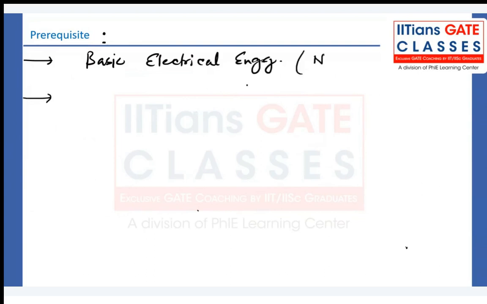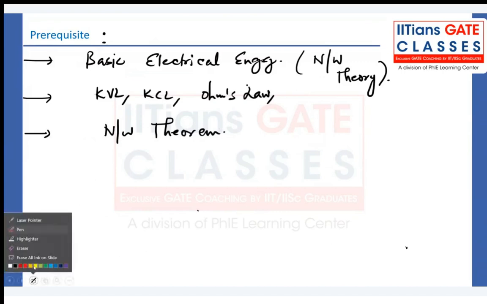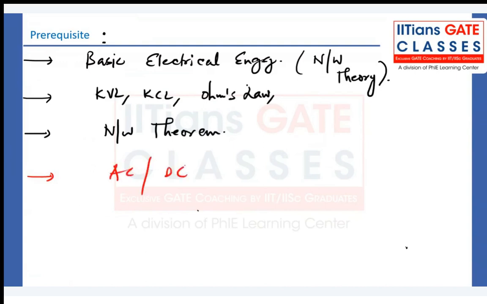So we call this network theory. Though you need not know many things, I will just list down the important topics. One must be good at KVL, KCL, Ohm's law, and basic network theorems. These are the prerequisites for analog circuits. And AC and DC circuits.